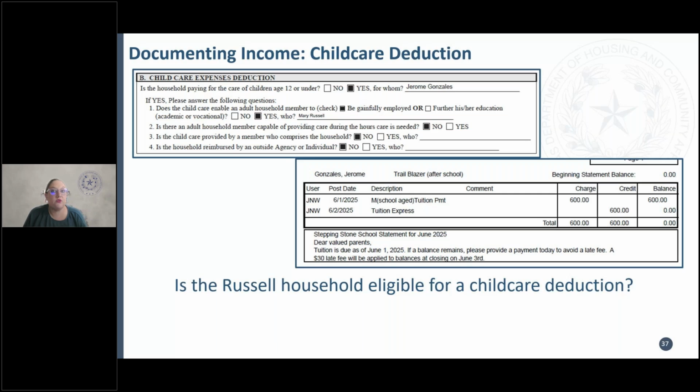We can see that Jerome goes to daycare or has after school care, and that allows Mary to work. Nobody else in the household is capable of providing care. So we are going to move forward to make the decision of whether or not this household is eligible for the child care deduction. I'm going to launch the poll to see what you think.